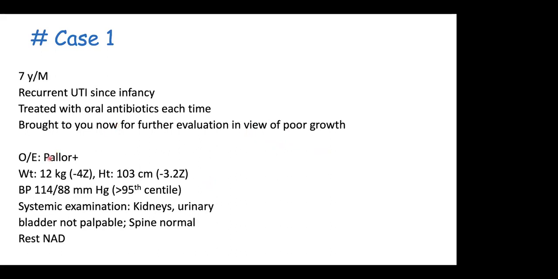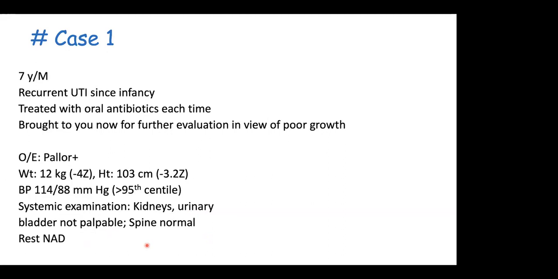Then you see the child and you realize that the child is pale and malnourished, with a weight of 12 kgs at 7 years, which is at minus 4 Z score. He is stunted, with a height at minus 3 Z scores. He is hypertensive with blood pressures more than the 95th centile. Systemic examination otherwise is unremarkable. The kidneys and bladder are not palpable. The spine is normal and the rest of the systemic examination is unremarkable. So this is a typical case scenario which all of us encounter in most of the OPD practice.